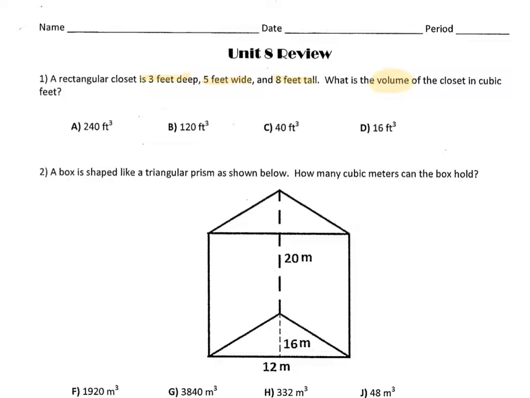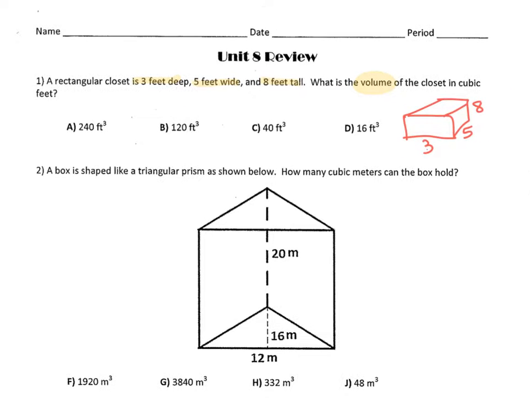So the volume of the closet in cubic feet. We could try to draw this if it's rectangular. You can draw your own shapes. 3 feet deep, 5 feet wide, and the height would be 8. Since it says we're looking for volume and we know we've got a rectangular prism, look at your formula chart. What's the formula for volume of a rectangular prism?